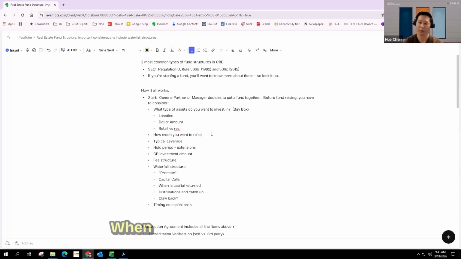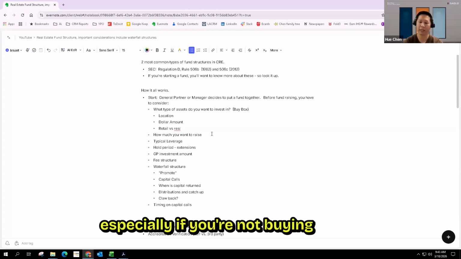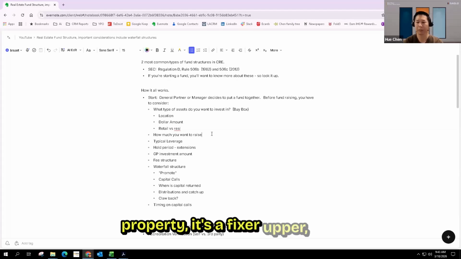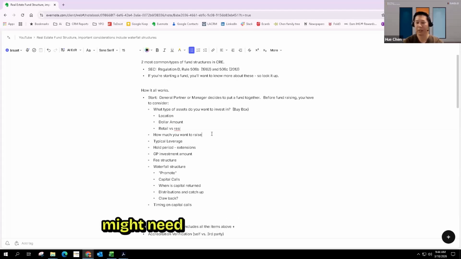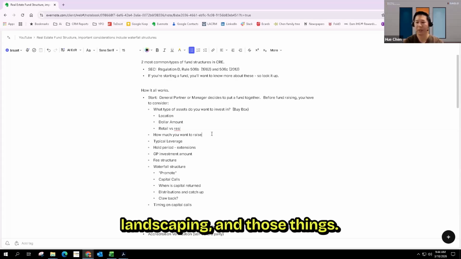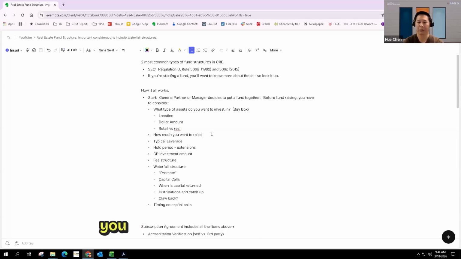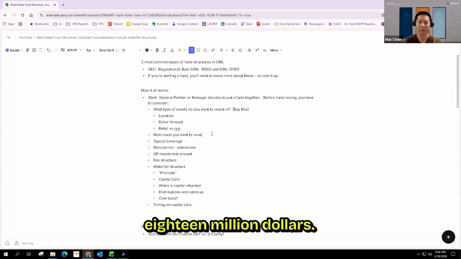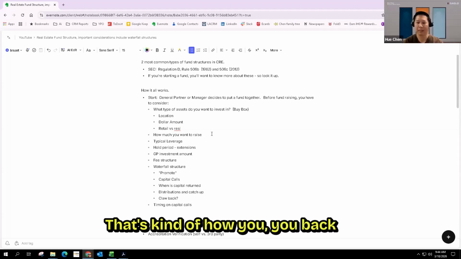And also, when you're buying the property, especially if it's not a new property, if it's a fixer-upper, you might need cash reserves for a new roof, a parking lot, new paint, new landscaping, and those things. If you add that all together, you might say, look, every one property is about 4.5 million of equity, and I think I can buy 4 of those. So maybe my fund size will be about $18 million. That's kind of how you back-of-the-napkin it.